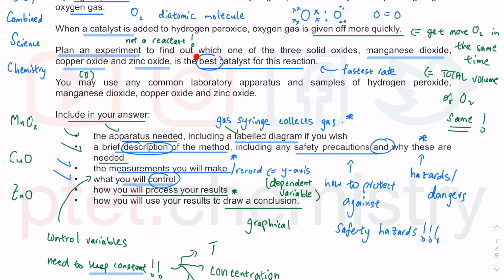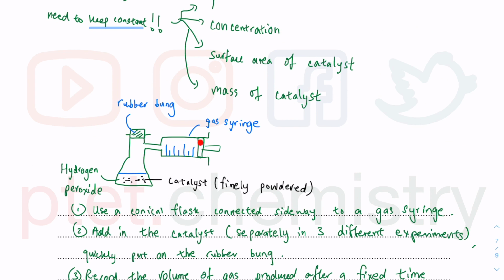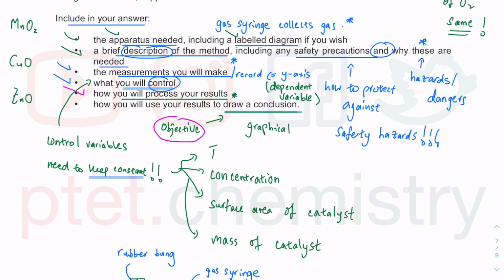Plan an experiment to find out which one is the best catalyst, and how you will use your result to draw a conclusion. To draw a conclusion, you need to look back at your objective. What is the objective of your experiment? You want to be able to tell after processing the result which one is the best catalyst, the one with the fastest rate, the one that gives you oxygen gas the fastest. That means if I have a fixed time, let's say after 1 minute, what is the volume of gas produced by catalyst 1? And after 1 minute, what's the volume of gas produced by catalyst 2? And the same thing for catalyst 3.